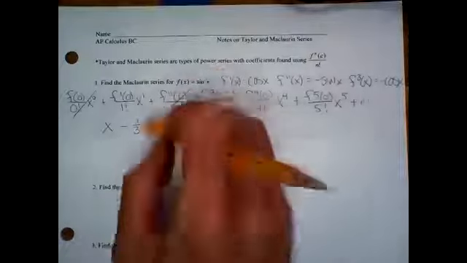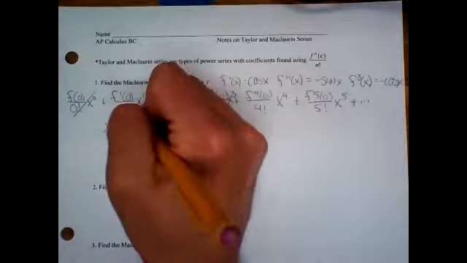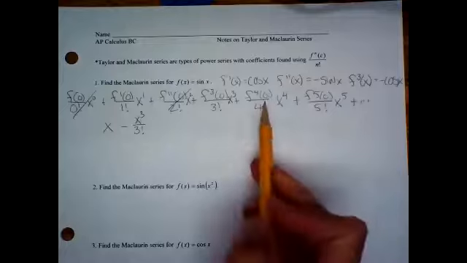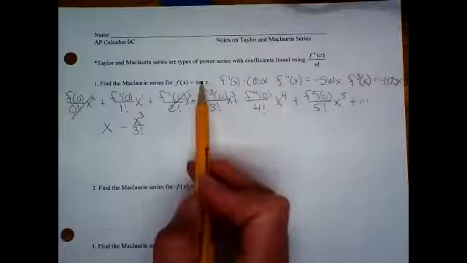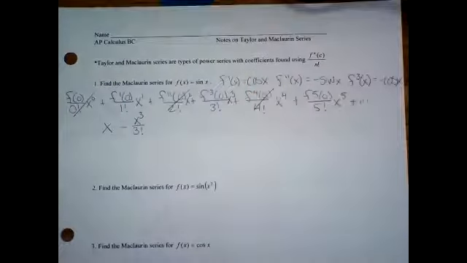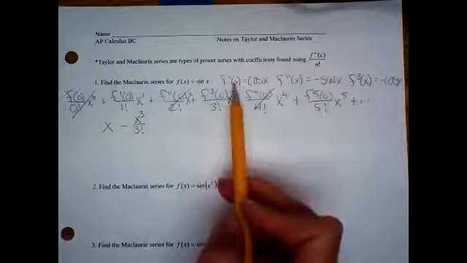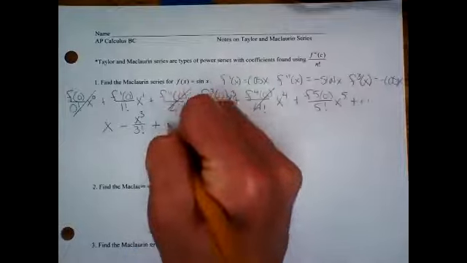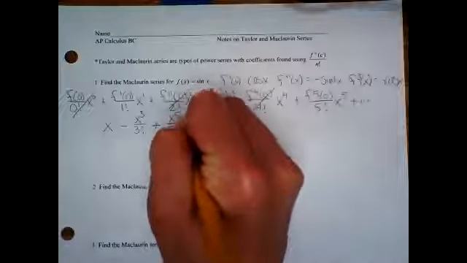And then x to the third. Actually, I'm going to go ahead and put the x to the third in the numerator. You can put it off to the side if you want. It doesn't really matter. Fourth derivative takes us back to the original function. So that's going to be zero. Fifth derivative would be the same as the first derivative. So that's one. So plus one over five factorial x to the fifth.